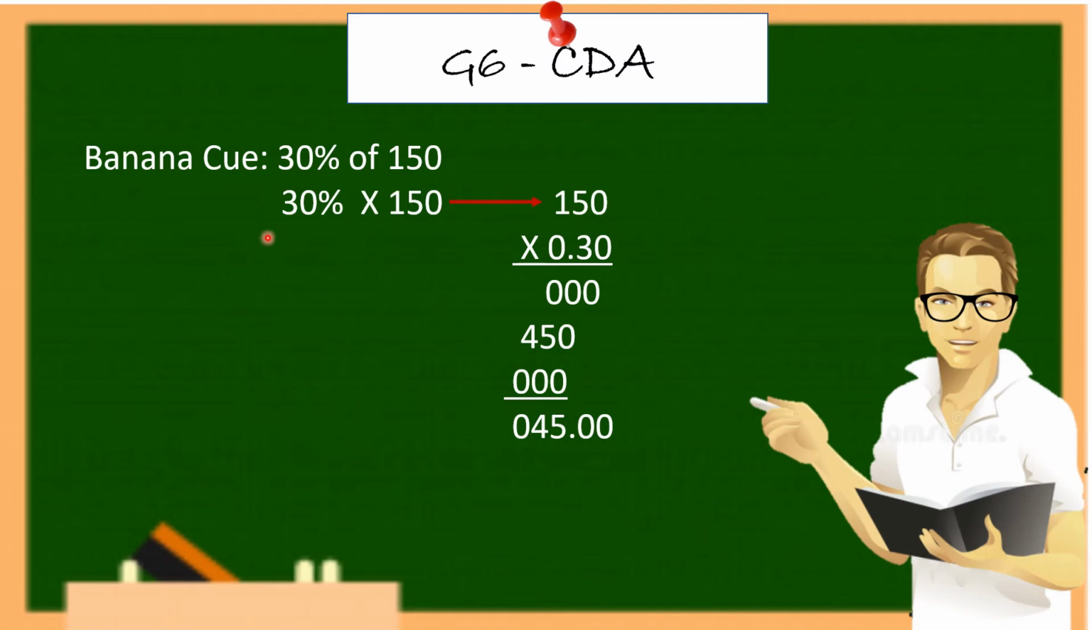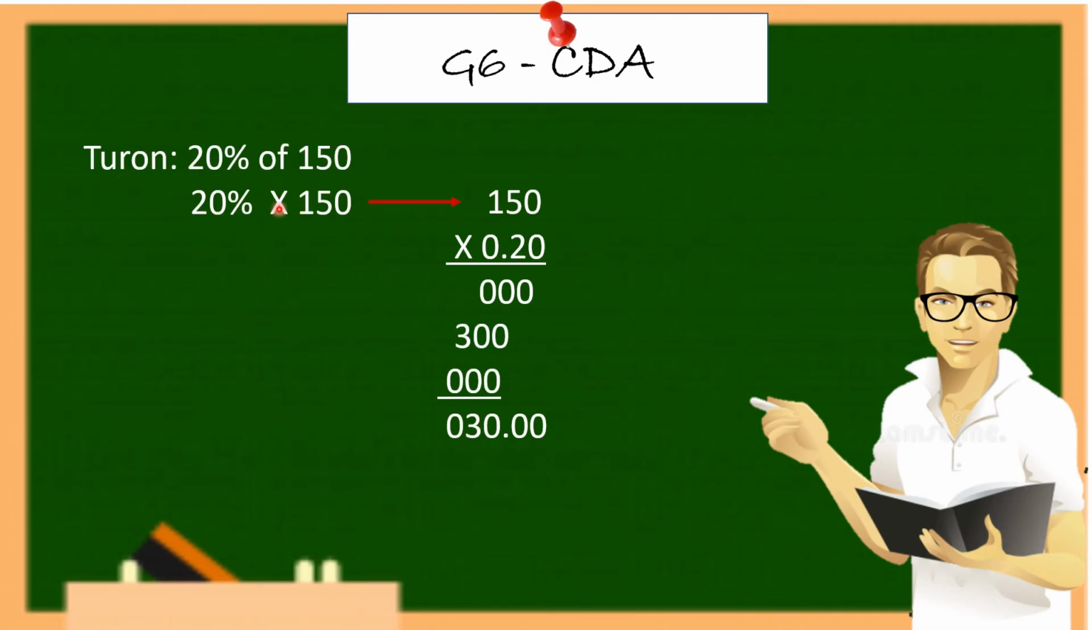In banana Q also, we have 30% of 150, so 30% times 150. We're going to convert 30 to 0.30. We are going to multiply one by one. You can use your calculator to answer it to make it faster. If you get 45, this is the final answer.